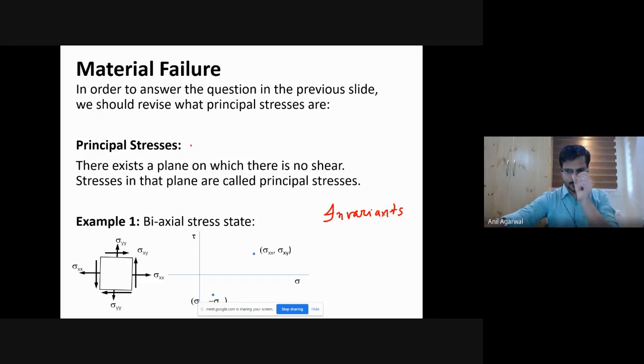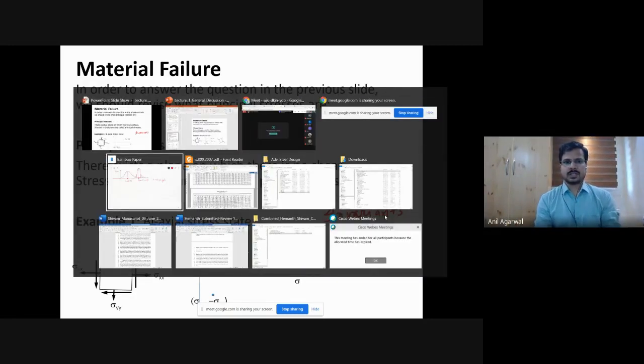I don't have very nice graphics to present here, so I'm sorry, you have to look at my hand gestures. So follow my hands, and if you are not able to understand, ask me again. You are all familiar with the nine components of stress, right?